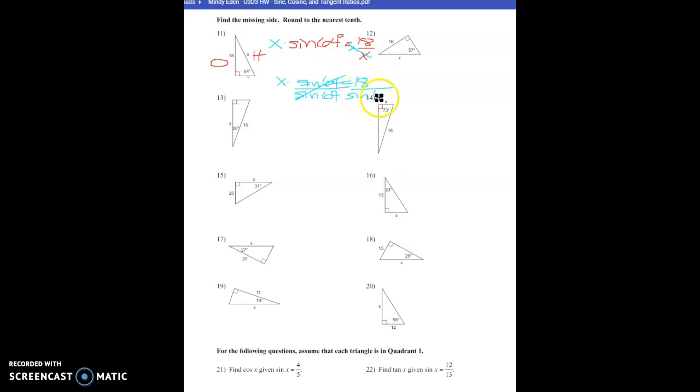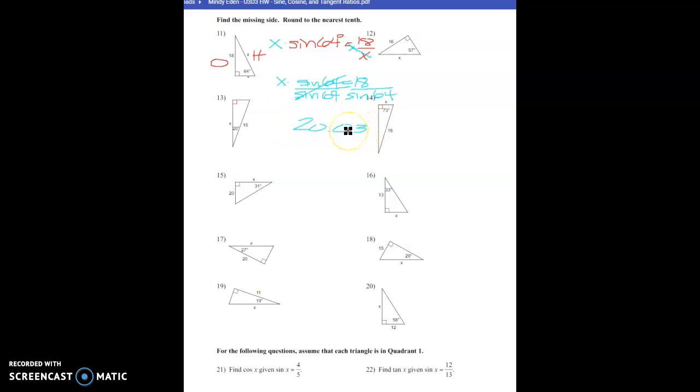Sine of 64. So then you're going to get out your scientific calculator or use your phone, and I've got 18 divided by, make sure your calculator's in degrees. And then I got 20.03. And it says to round it to the nearest tenth, so we just write 20.0.